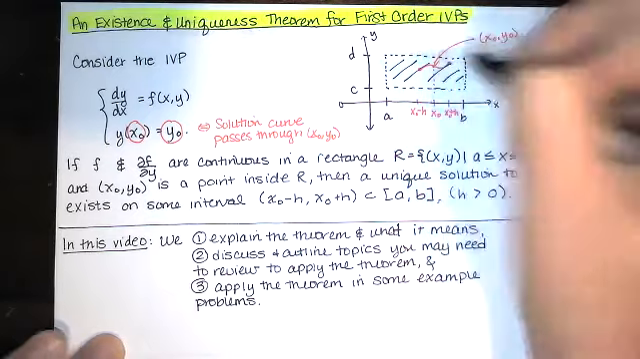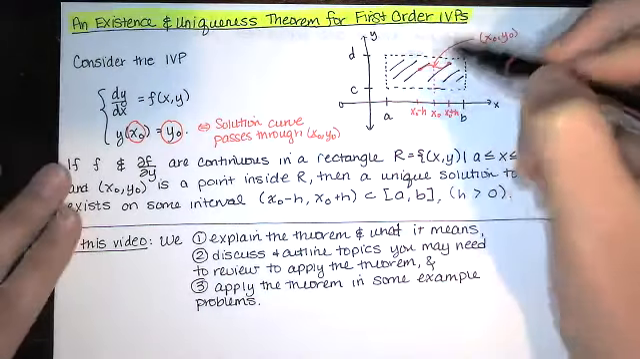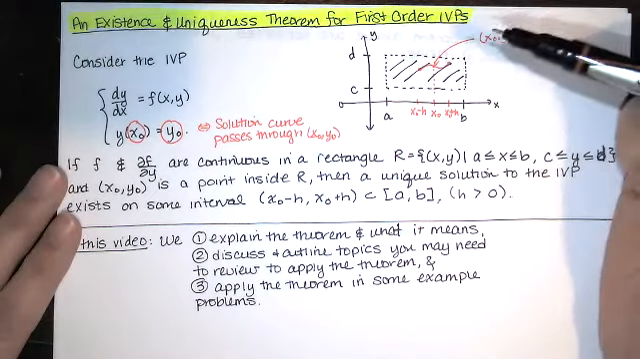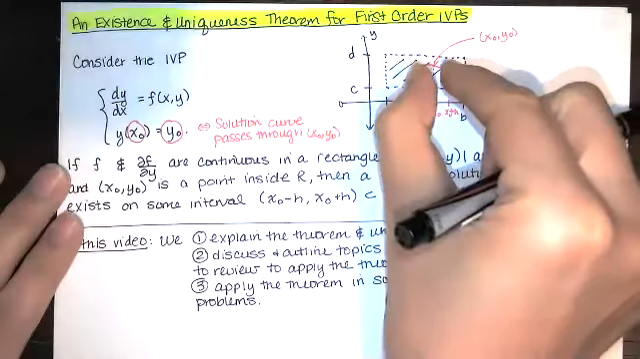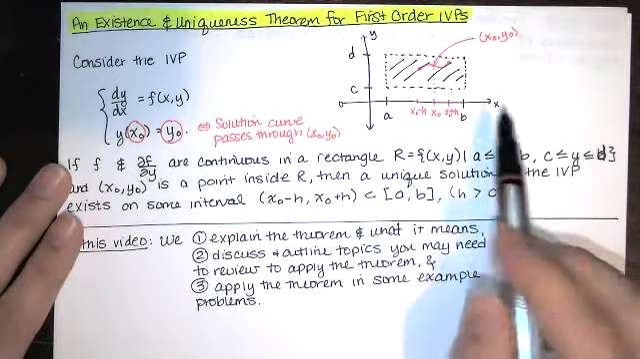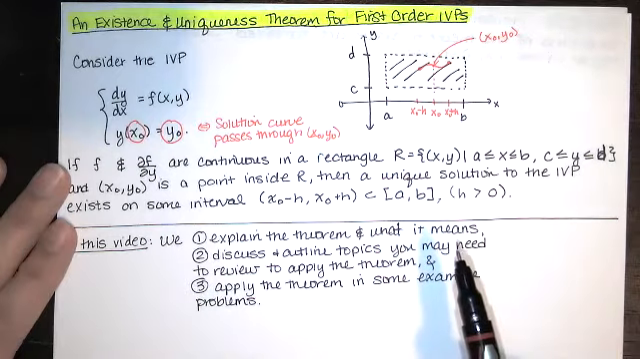And that h can be very small. So what we're guaranteed is that there's a solution that looks like this. And it could be tiny. It could be very tiny. It could be a very, very small interval where we have that unique solution, but we do.